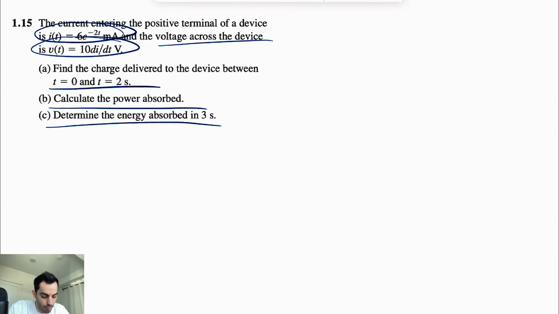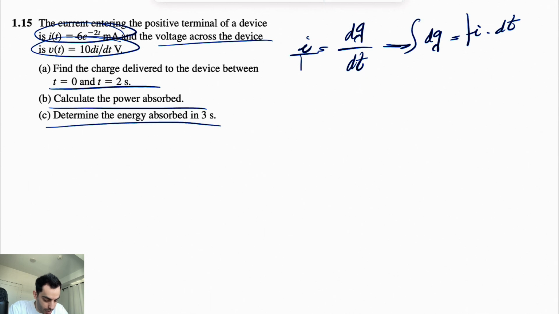We talked about it over and over in the previous videos. Our current is the derivative of charge with respect to time. And here, if we just cross multiply this, dq is equal to i times dt. And if we take the integral of each side, that's going to give us the charge. We are looking for the time interval of 0 to 2 seconds. So our i is 6e to the power of minus 2t, and that's going to be dt.